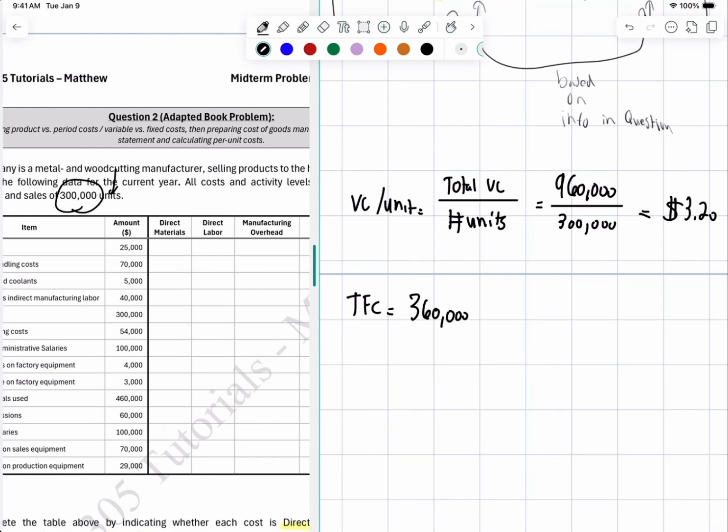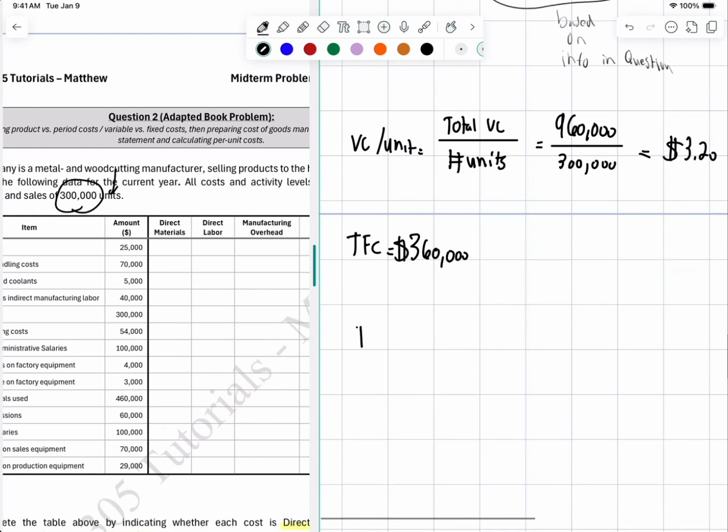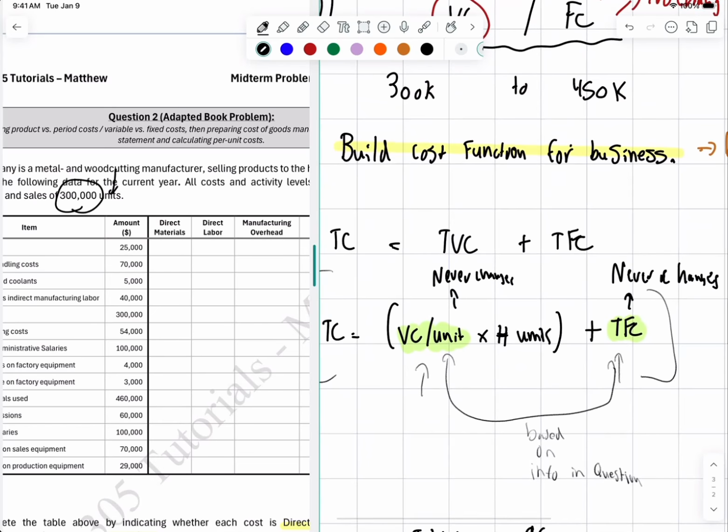Now I'm going to build my total cost equation. So my total cost is my variable cost per unit of $3.20 times whatever number of units. And that will give me my total variable cost. That's why I need to figure out the variable cost per unit, because if I go from 300,000 to 400,000 units, the fixed cost will stay the same.